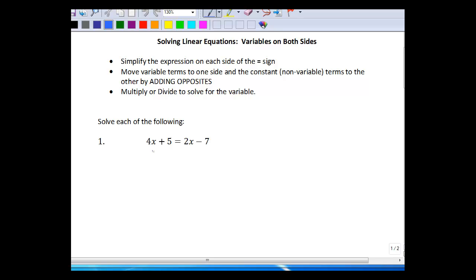This video provides a quick review of how to solve linear equations when you have variables on both sides of the equal sign. The three steps that you need to remember are listed at the top.